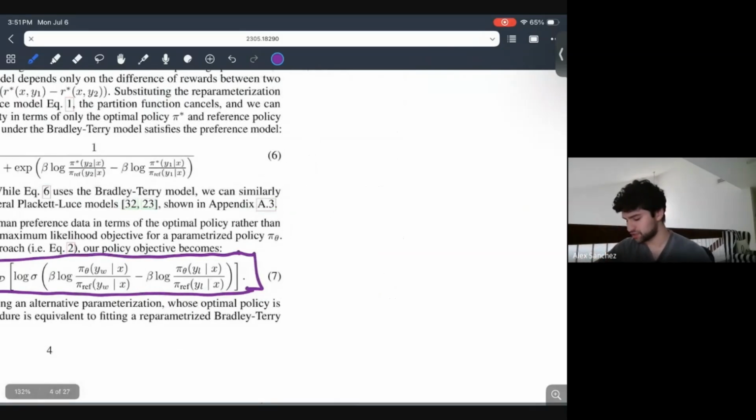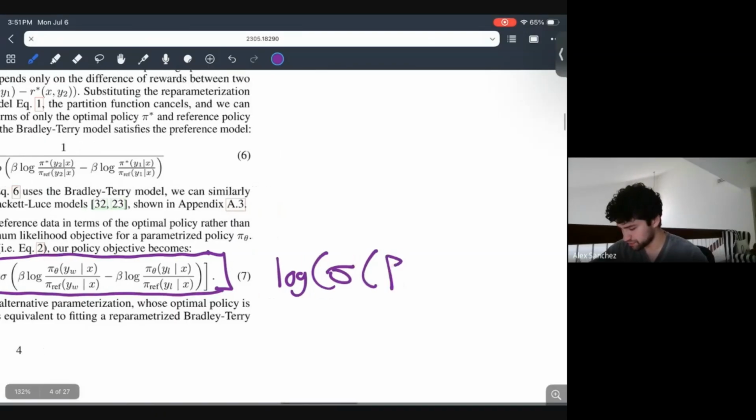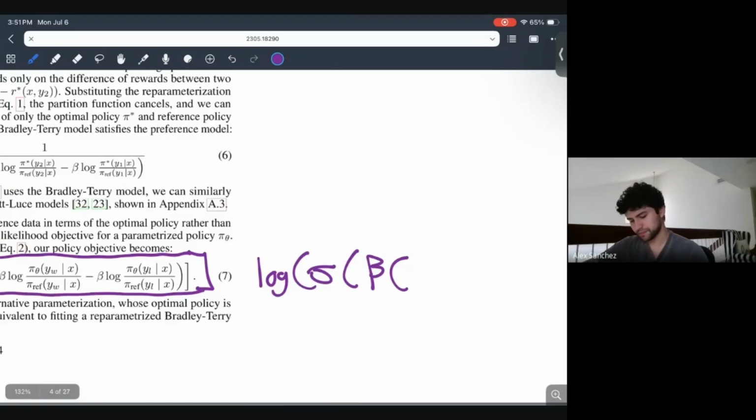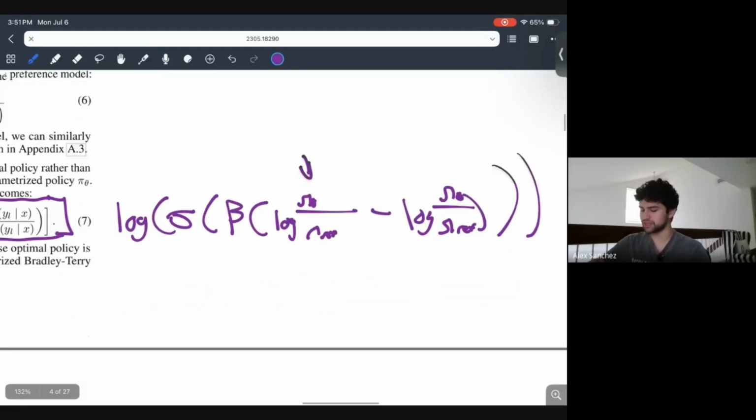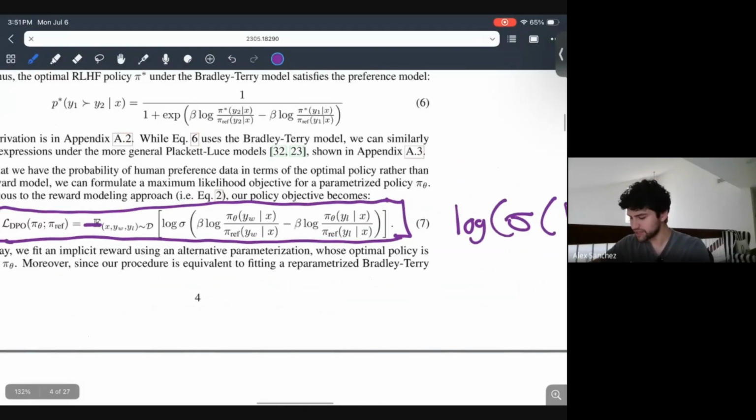Just look at how similar this is to the reward model's loss function. The log of the sigmoid of beta times the ratio of the winner of the policy over the reference winners minus the policy over the reference losers. We're basically doing the same thing, right? Finding the difference between the winning response and the losing response.